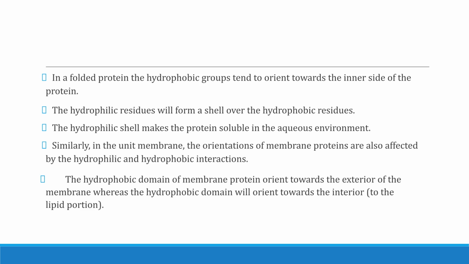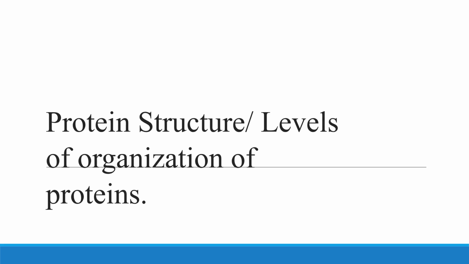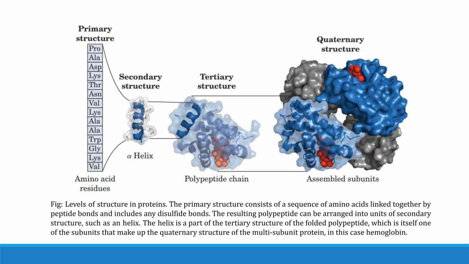This folding allows globular proteins to form a spherical shape. In a folded protein, hydrophobic groups are oriented inwards, while hydrophilic residues form a soluble shell over them. These interactions also influence the orientation of membrane proteins. Next, we will explore the different levels of protein structure or organization.